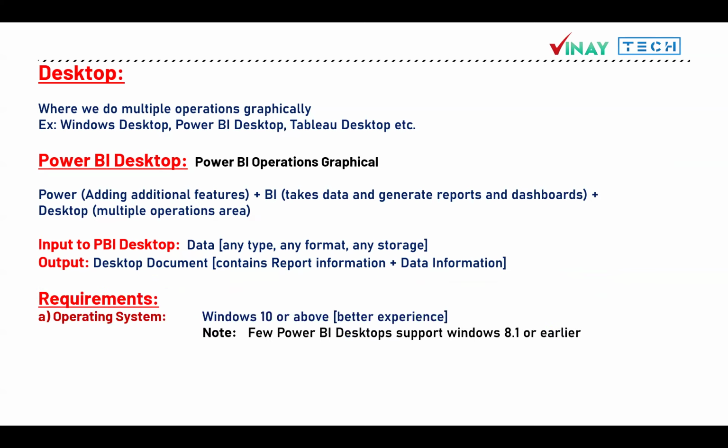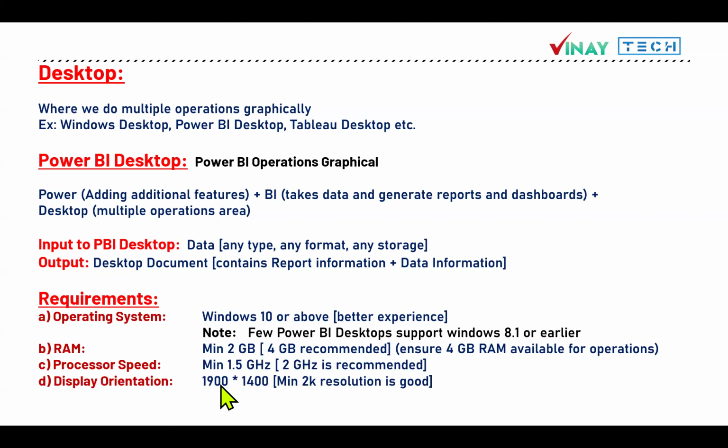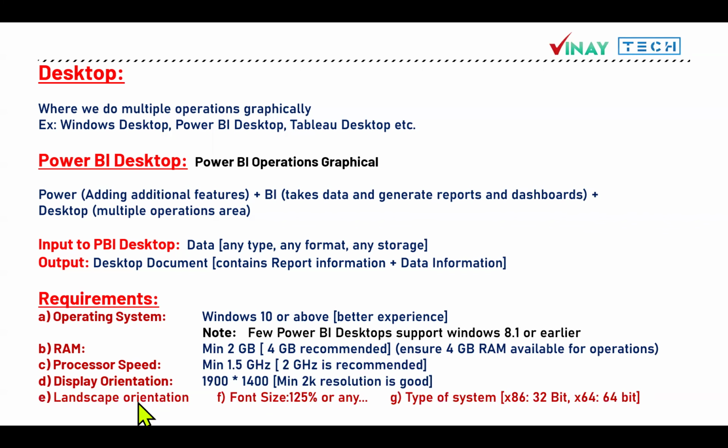Requirement. OS, Windows 10 or above is really good. A couple of machines support Windows 8 and earlier as well. Now RAM, minimum 2 GB, but 4 GB recommended. Processor, minimum 1.5 GHz, but 2 GHz recommended. Display orientation, 1900 by 1400. So this one with experience, I'm telling, if you have a good resolution machine, 2K resolution, then you will enjoy the visuals. And whether it is landscape or portrait, I'll tell you in the regular class, and you focus only on this part: OS, RAM, processor.